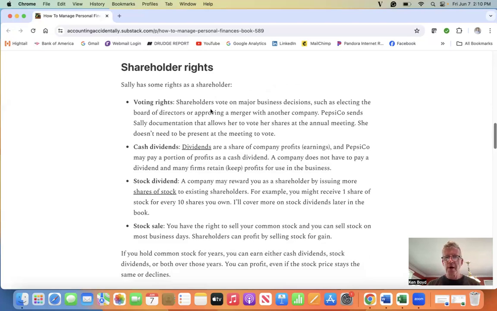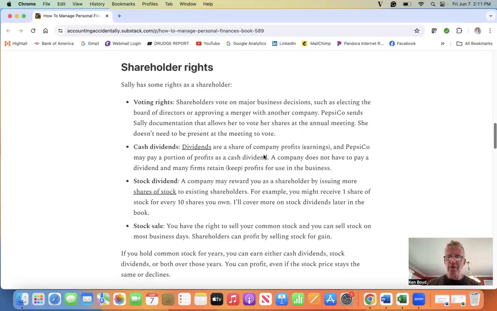Voting rights. Shareholders vote on major business decisions like electing the board of directors or approving a merger with another company. Major decisions. PepsiCo sends Sally documentation that allows her to vote her shares at the annual meeting. She doesn't have to be there. She can vote without being at the meeting.